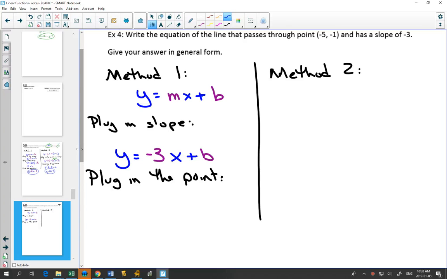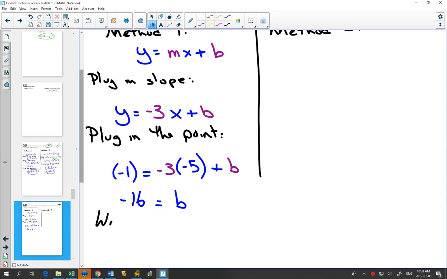It goes through the point -5, -1. That means when x is -5, y is -1. And now, can we get b by itself? Yes, this is 15. Subtract 15 on both sides, and you get b is equal to -16.